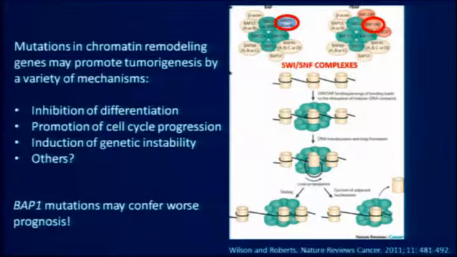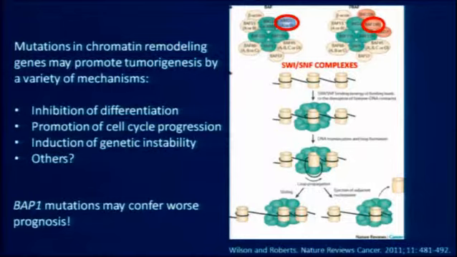BAP1 is a deubiquitinase that takes ubiquitins off of histones, but again is involved in regulating the epigenetic chromatin state and gene transcription. So this brings to mind, you have general mutations in very general chromatin remodelers. How do these then fuel tumorigenesis? There are a few different mechanisms that have been proposed and studied in the literature. They might inhibit differentiation, they could promote cell cycle progression, or induce genetic instability, or maybe even other mutations.